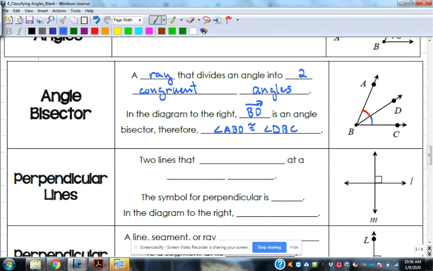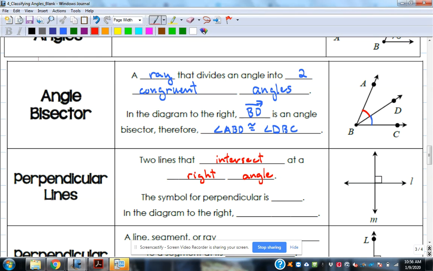Let's talk about perpendicular lines. A little bit of notation involved with this. Two lines that intersect at a, what's special? Lines intersecting is not so special. But if they're perpendicular, what kind of angle do they intersect at? At a right angle. You can see in that diagram over there, they got a right angle mark there. So perpendicular lines intersect at right angles. So that makes them pretty special.